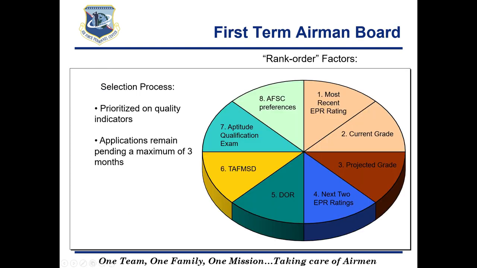So what do they look at, right? So the number one thing is your most recent EPR rating. And then two, current grade. Three, projected. Four, next two EPR ratings. Five, DOR, TAFMS, aptitude qualification exam, and your AFSC preferences. It's kind of funny, what you want to do is very last, right?